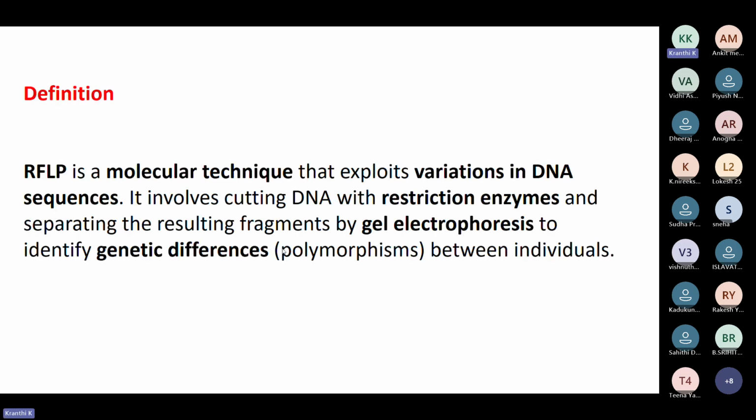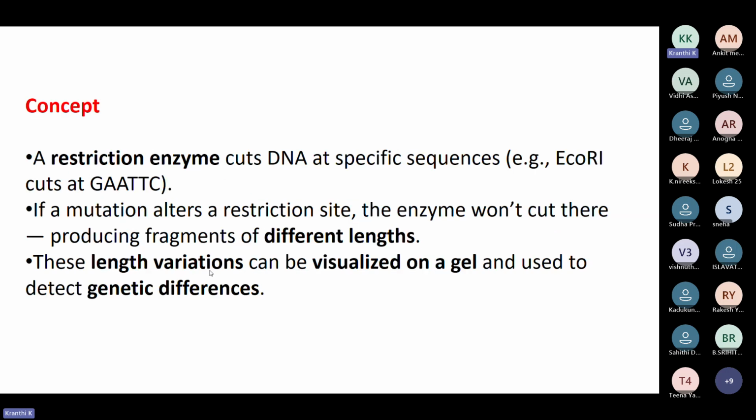So what do we do in this RFLP? We extract the DNA. I will show you here the procedure of the RFLP. RFLP is a molecular technique that exploits variations in DNA sequences. It involves cutting DNA with restriction enzymes and separating the resulting fragments by gel electrophoresis to identify genetic differences. We are just measuring the length polymorphism between individuals.